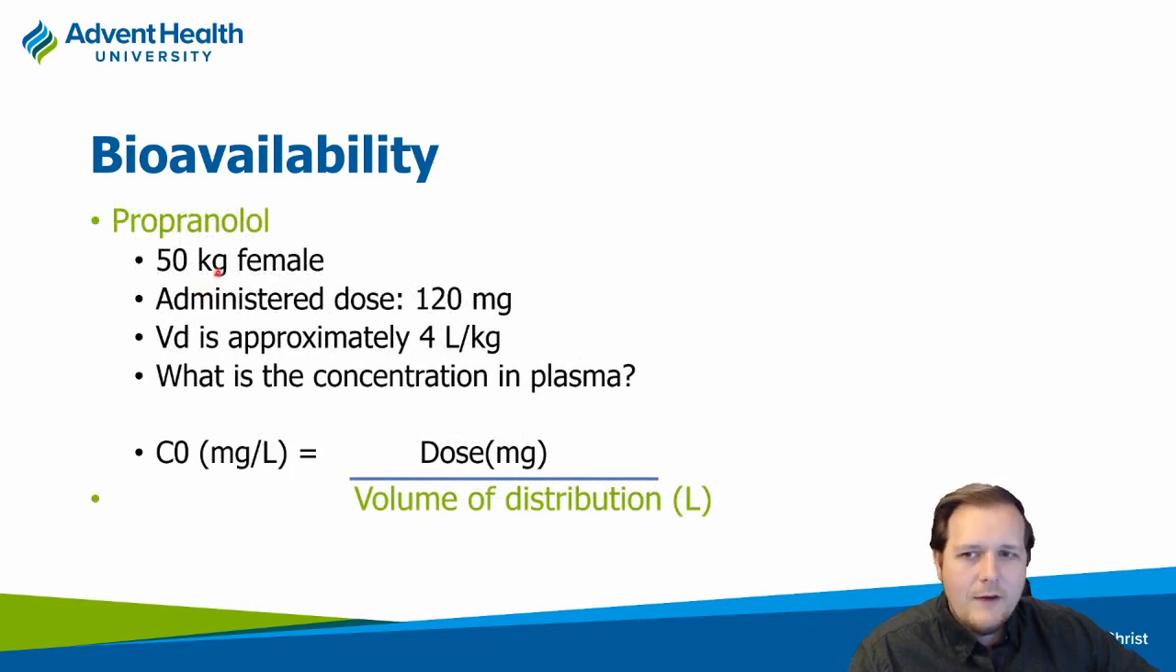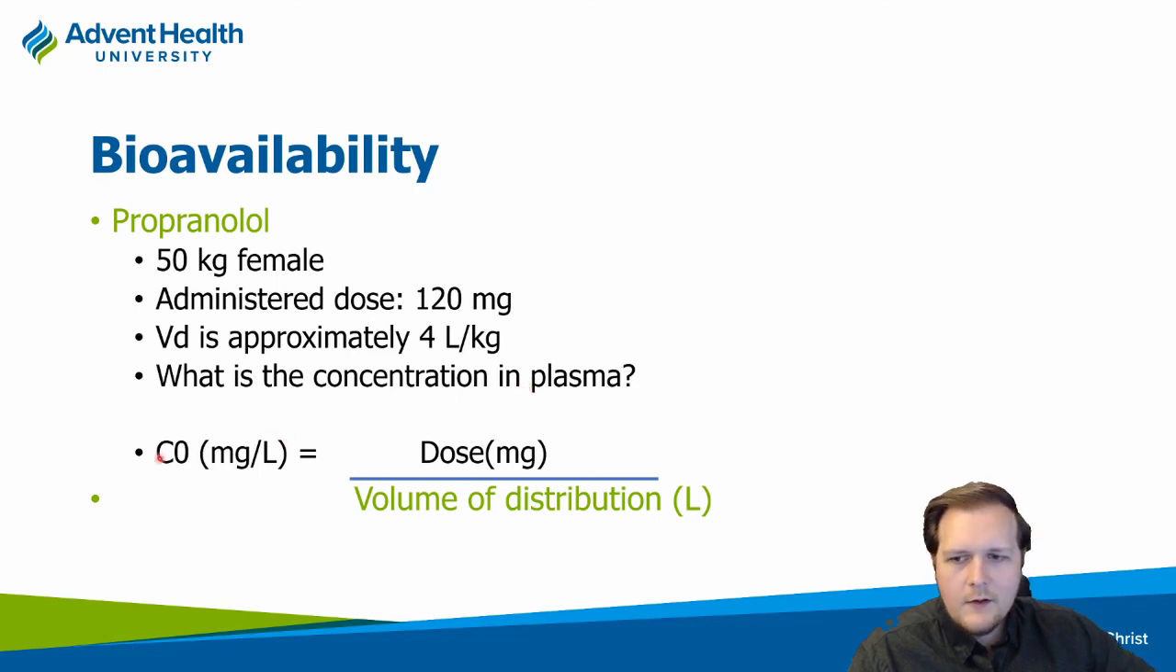So let's say we have that 50 kilogram female, and I'm giving them a dose of 120 milligrams, and I know that the volume of distribution is 4 liters per kilo based off that previous patient. What is the plasma concentration I can expect to get from them? This is useful because it can tell me, is the dose that I'm giving going to achieve a sufficient level to be therapeutic, or is that level going to be too high and cause toxicity, right?